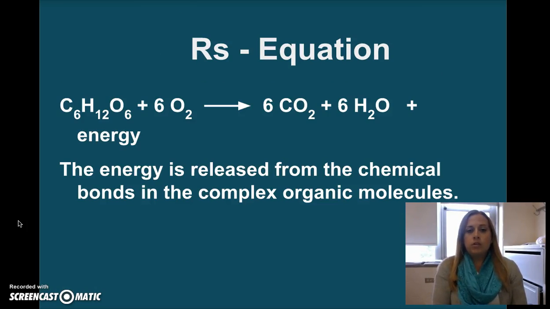So here is our overall equation for cellular respiration. We have C6H12O6 and 6 oxygen, so glucose and oxygen. And at the end, our products are going to be 6 carbon dioxide, 6 water, and energy. So the energy is released from the chemical bonds in those complex organic molecules. As that glucose is broken down, energy is released, and that's energy that the cell can use to do work.